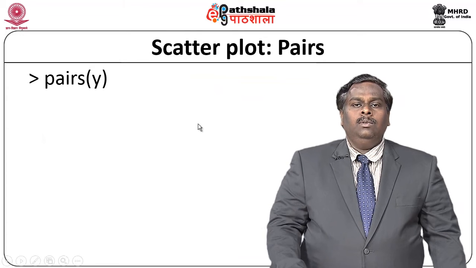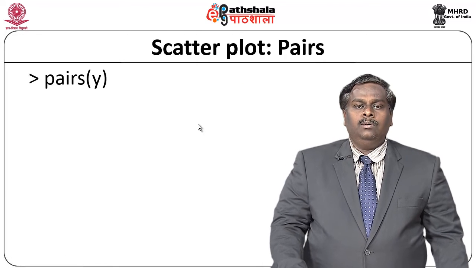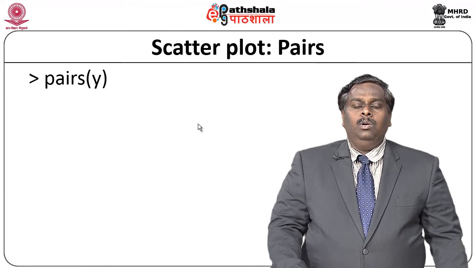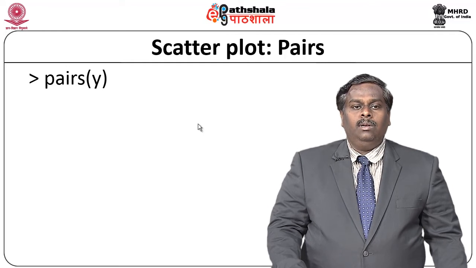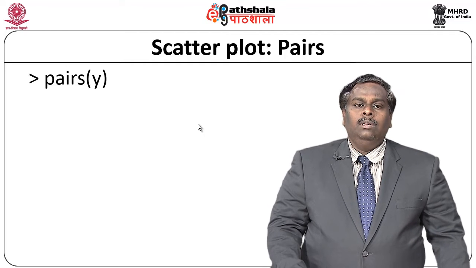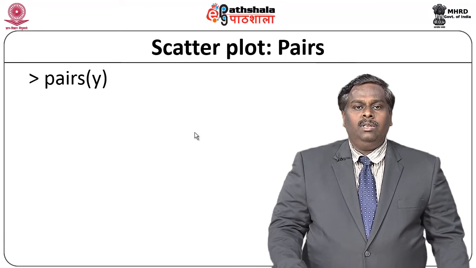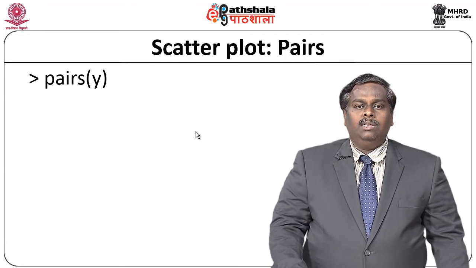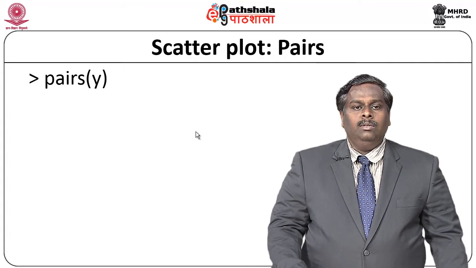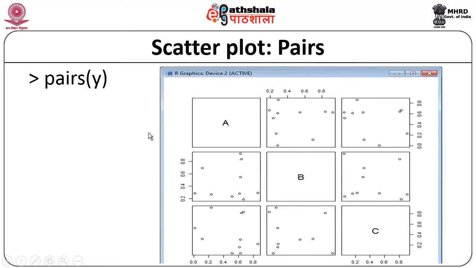Suppose you have various combinations of variables and you want to display all these combinations, then you can make use of a special method called the pairs method. When supplied with the corresponding variable with which you are going to plot the various combinations of scatter plots, you can call the pairs method with the argument y. Assume y is the variable with which you are going to plot it.